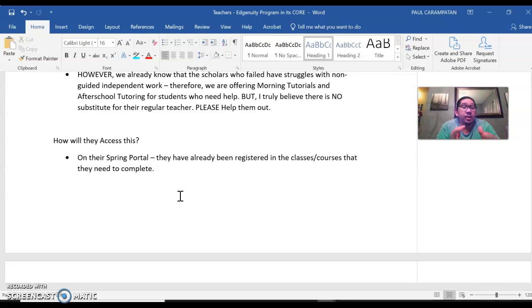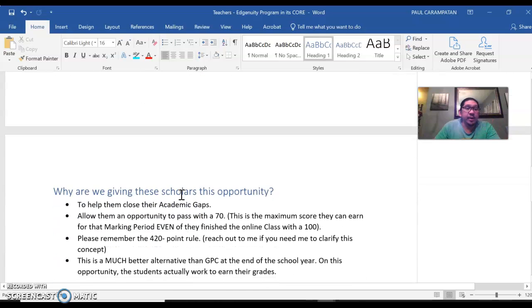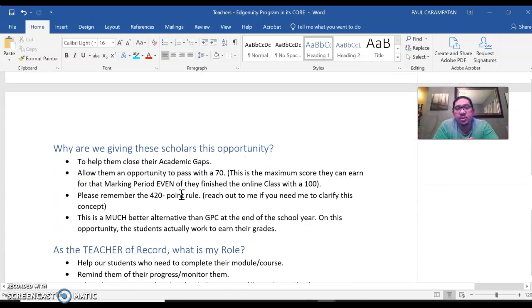And then that's the one that, in essence, they're working on. So if they can show mastery on those, then we'll discuss what's next after that. So why are we giving these scholars this opportunity? Well, first and foremost, it's really to help close the academic gaps that they already have.